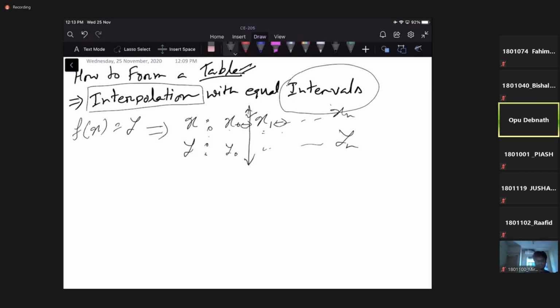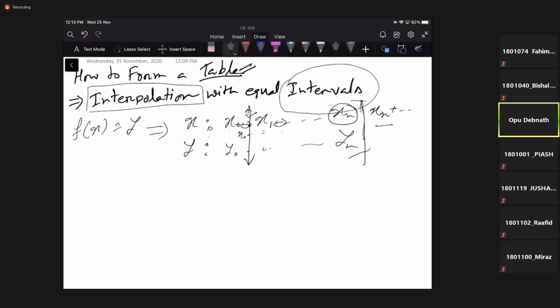Suppose for x equal to x0 plus something, what will be the corresponding y value? Finding this is called interpolation. Another process: if we go beyond this data limit, that means the last data is xn, but I want to find a value at xn plus something, outside your boundary, this is called extrapolation.